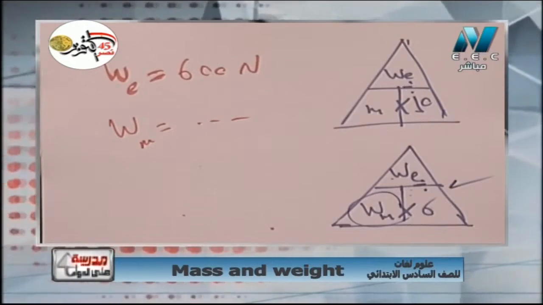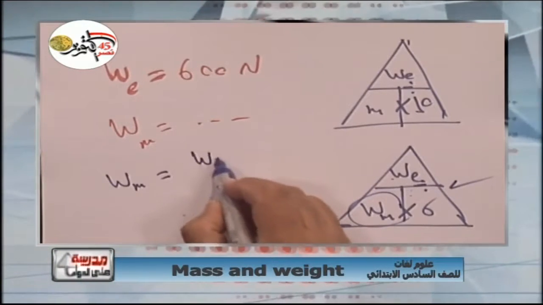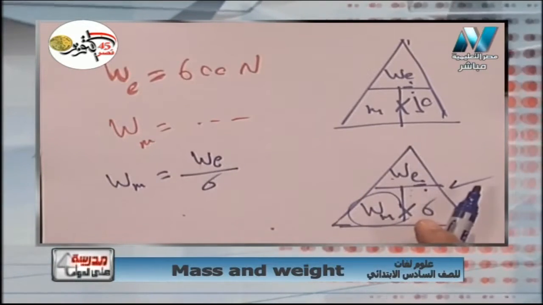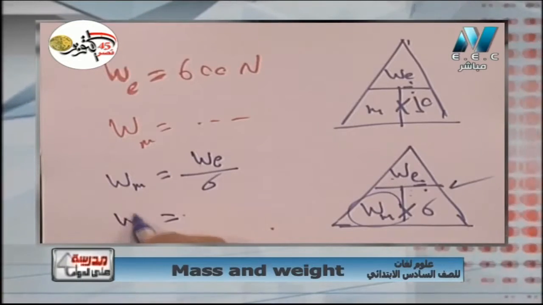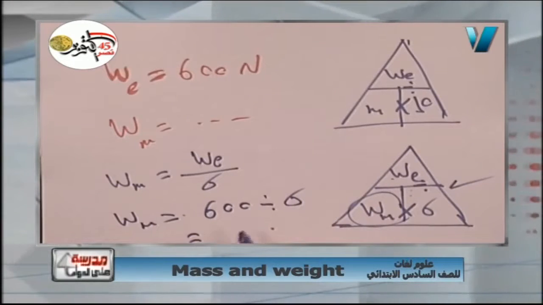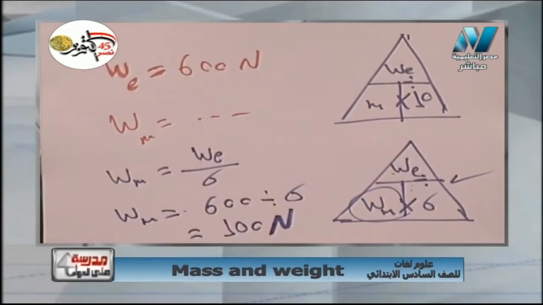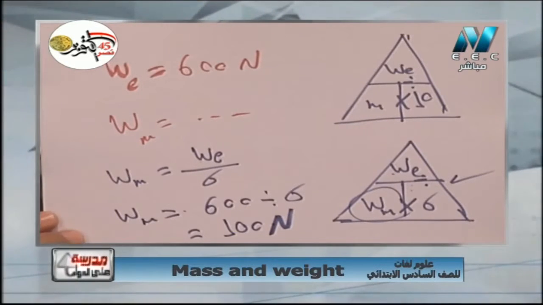So it will be weight on the moon equal weight on the earth divide 6. ممكن اكتب divide كده او divide زي ما اتعلمناها كتير قوي في الماس اللي هي division sign. so it will be weight on the moon equal 600 divide 6 equal 100 what؟ 100 newton again. Why؟ Because I said more and more weight is measured by newton but mass is measured by kilogram.